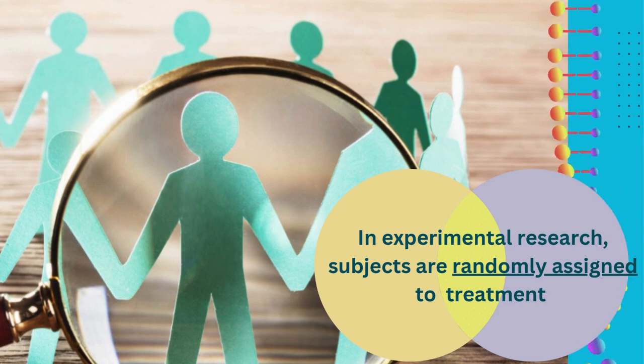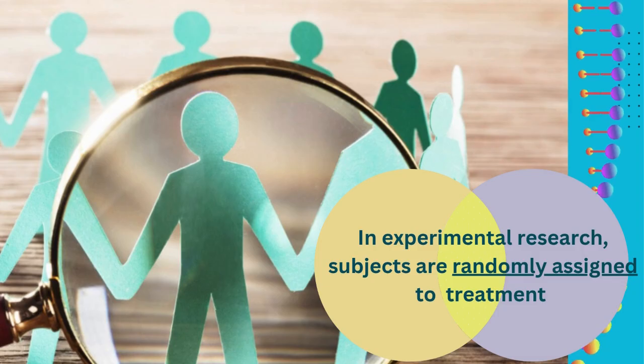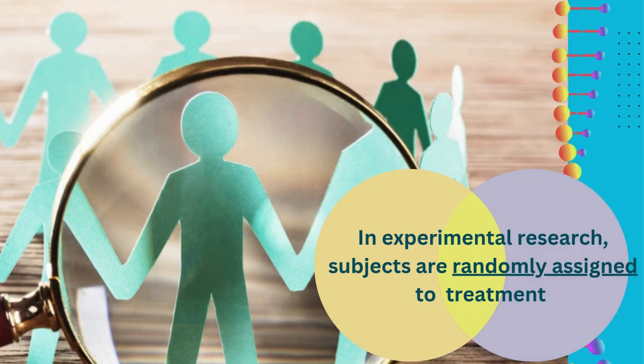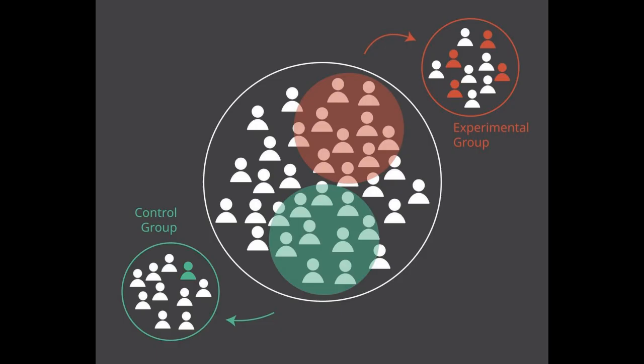So random assignment is the key part of experimental design. It helps you ensure that all groups are comparable at the start of the study. Any difference between them is due to random factors, not research biases like sampling biases and selection biases.